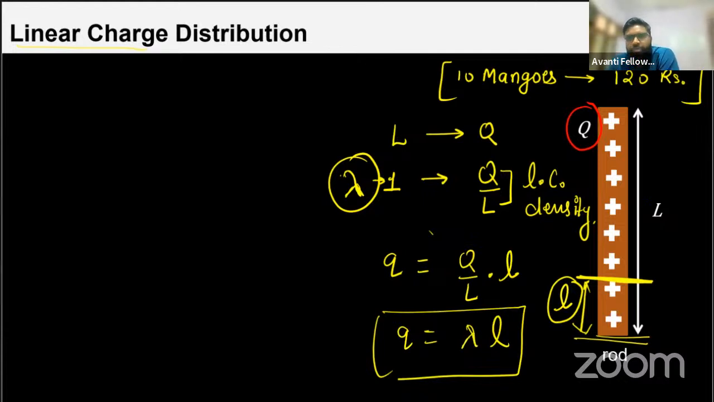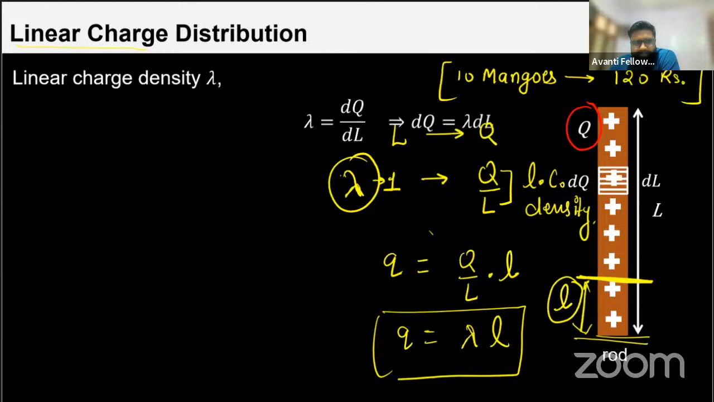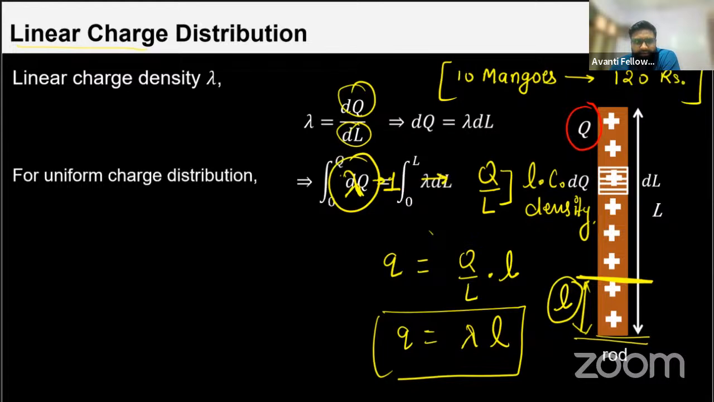Same we are going to do for surface charge density, and same we are going to do for what? Volume charge density. So here you can see the linear charge density is given by lambda. Lambda here is dq, charge divided by length. So charge per unit length is termed as linear charge density. So now you can easily calculate whatever the length is given to you.